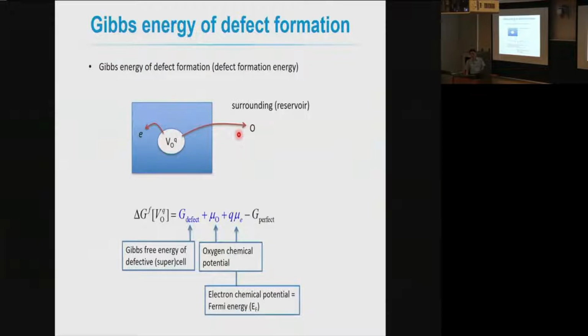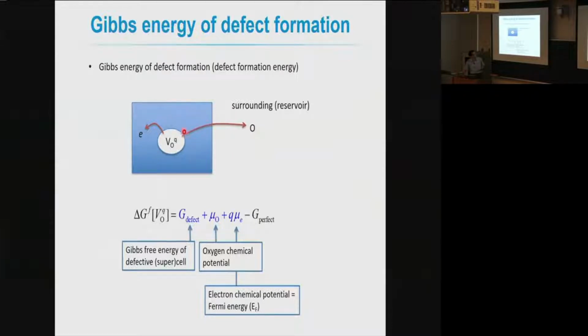This is not an isolated system. It is thermodynamically connected to the environment. So you are taking this one oxygen from the lattice and moving it to the surrounding or reservoir. And also, by changing the number of electrons, you are taking out or pulling in electrons to and from the environment. So the Gibbs free energy is the energy difference between the perfect cell, when there is no defect, and the cell with a defect of this type.